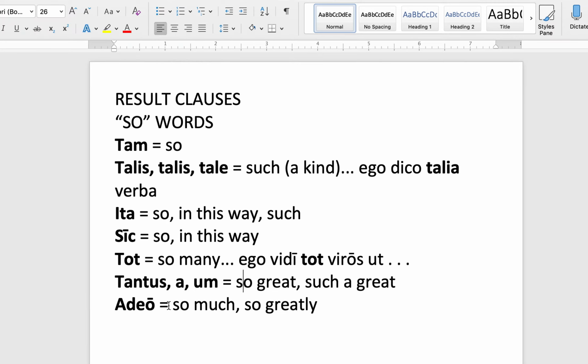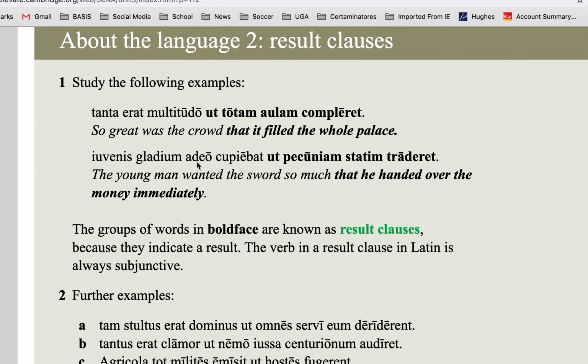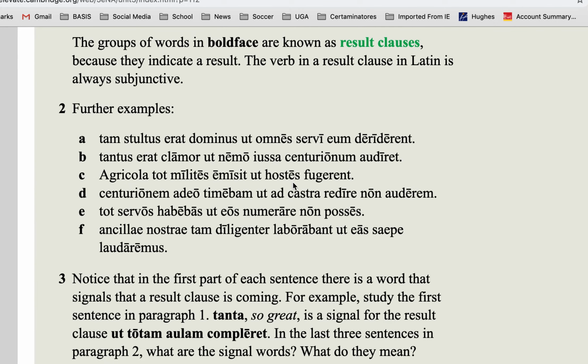And then adeo here, almost synonymous with ita and sic, it means so much or so greatly. And again, we go back to this example. So he wanted it so much that he immediately paid for it. And you can see in our examples here that we have all of these so words. Here's tam, here's tantus, here's tot, adeo, and here's tot again, here's tam. And so every one of these we can recognize is a result clause because it has a so word, right? Your mama is so fat that ut. So the master was so dumb that all the slaves made fun of him.